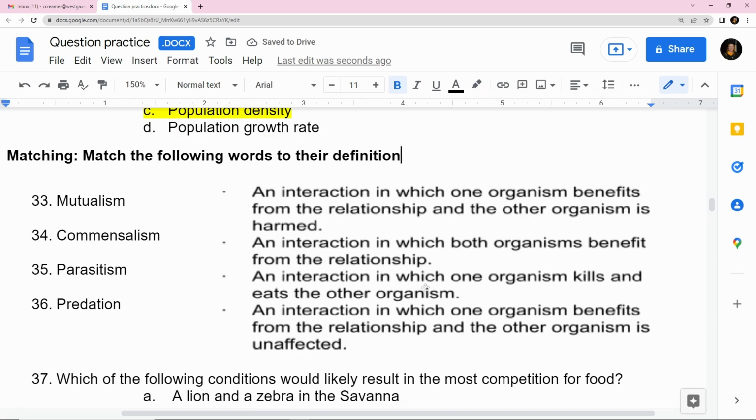All right, next we're going to look at some definitions and try to match them up with their term. First definition, an interaction in which one organism benefits from the relationship and the other organism is harmed. What would be the best term that matches that definition?